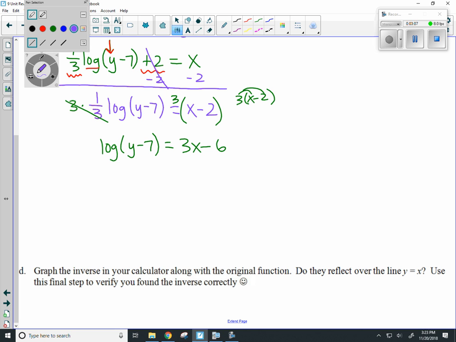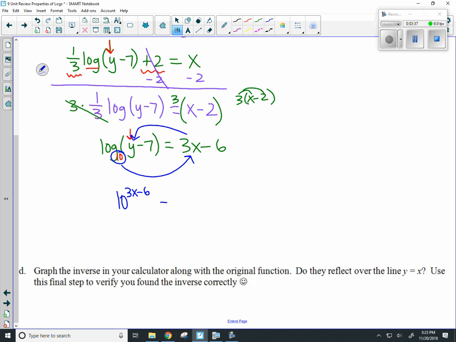Now, we're trying to get at this y inside of the logarithm. Now that the logarithm is isolated, there's nothing around it being multiplied or added or subtracted on the end. Now this is where we're going to use the relationship between logs and exponentials. So the base of this logarithm, this common logarithm, is 10. So 10 is going to be the base of your exponential. This 3x minus 6 is going to be your exponent. And then it's going to equal y minus 7. And the last thing you have to do to get y by itself is just add 7 to both sides.